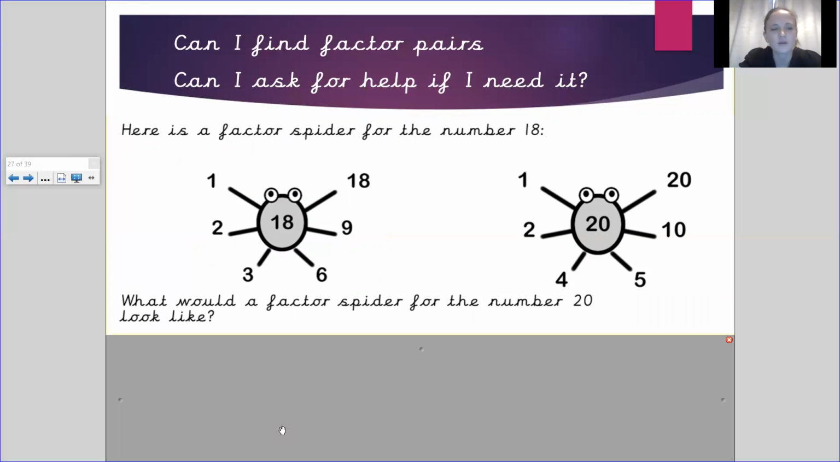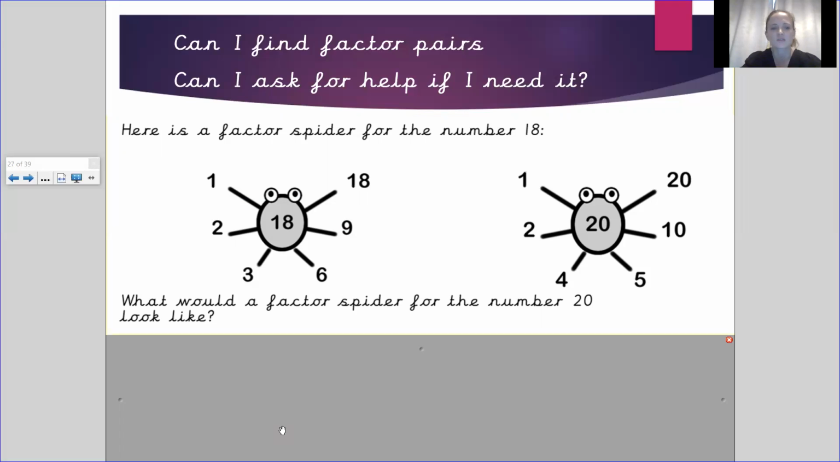If we look at the first one, we've got 1 and 18. So 1 times 18 would give me 18. So 1 and 18 are factors of 18. 2 times 9 would give me 18. So the factors that we have there then are 2 and 9. We have 3 and 6, because 3 times 6 gives me 18.